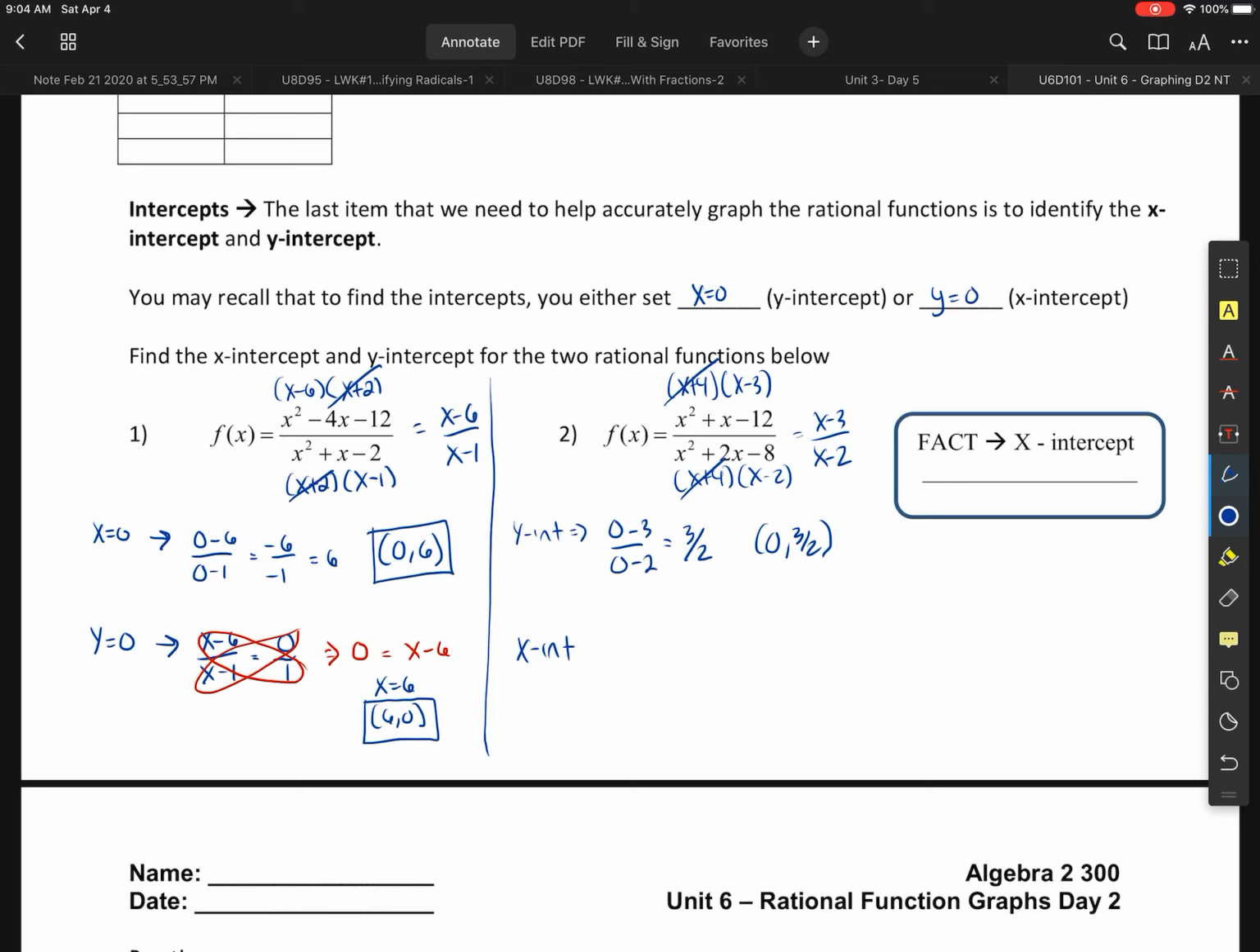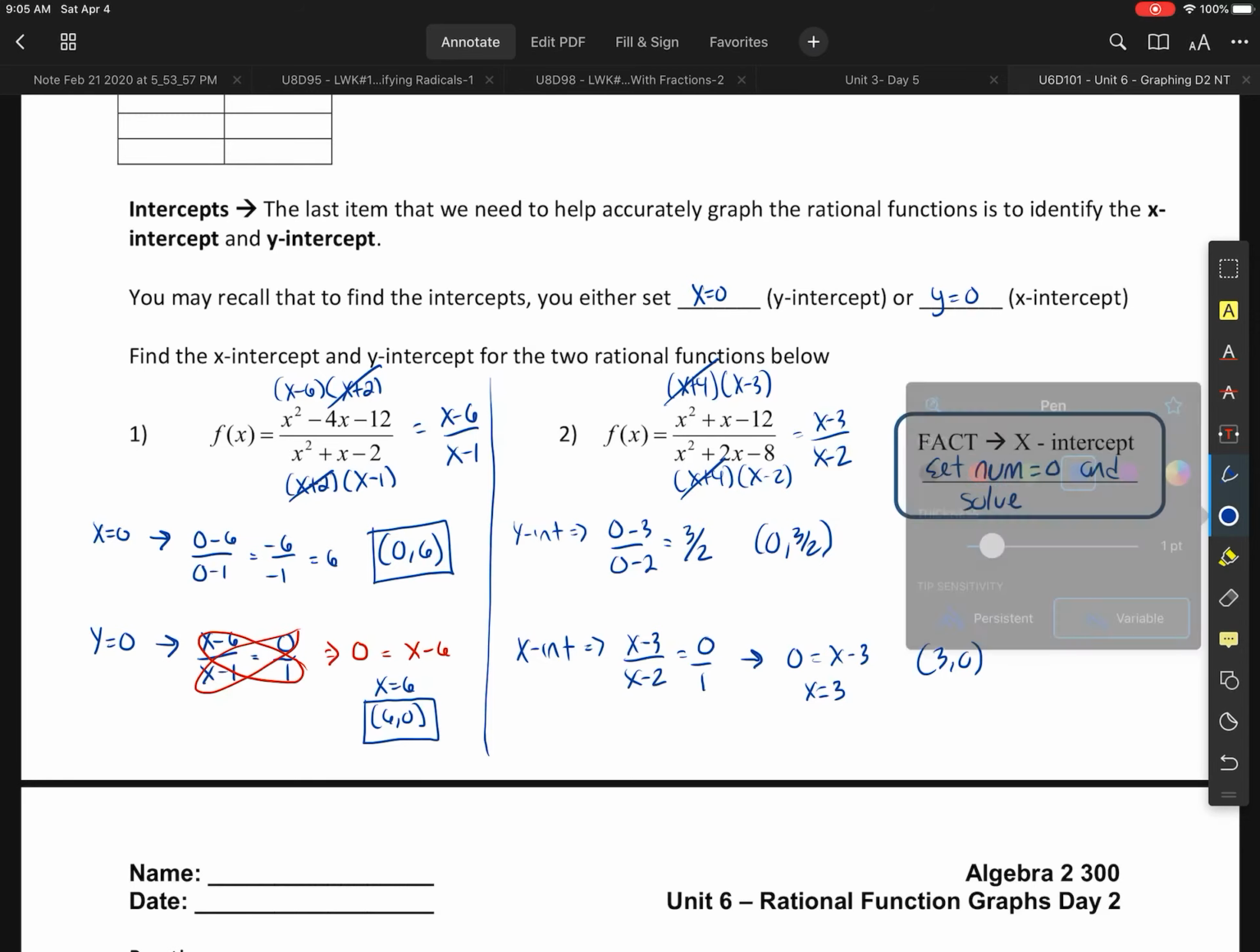If I want my x-intercept, I'm going to set the equation equal to 0, throw it over 1, and cross multiply. When I cross multiply, I get 0 equals x minus 3. I get x equals 3, making my x-intercept (3, 0). Now, one thing I kind of think about is shorthanding. I showed you this method: we cross multiply, we solve. Really, all we have to do is set the numerator equal to 0 and solve.